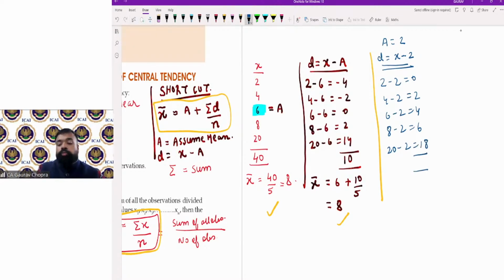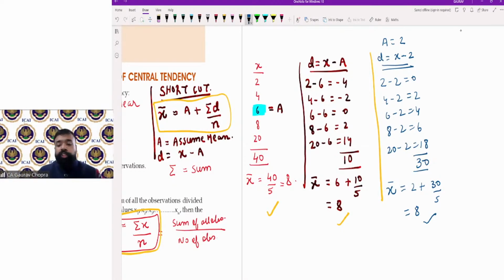So what will be the total? Total will be 30. Now you can calculate x bar is equal to 2 plus 30 divided by 5. So again, the result is same. The result will be same. So in short, we can say that whatever you have assumed, the result of arithmetic mean will be same.